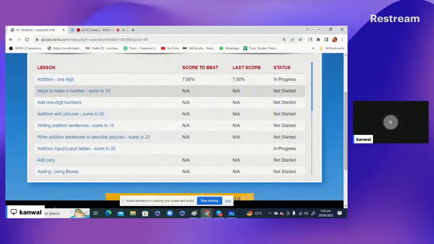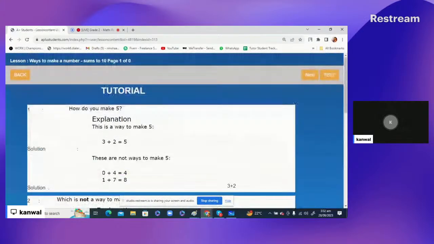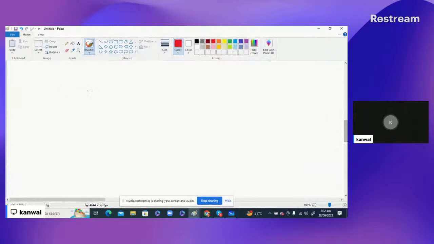Ways to make a number sum to 10. Okay. So how do you make 5? There are different basically ways. Here are different solutions. Okay. Like I'm going to write here different parts. For example, first I'm going to write here 1 plus 3. We just make 5. Okay. Answer should be 5. Then the next one I'm going to write here 4 plus 2. Next I'm going to write here 1 plus 4. These are the three options for that.